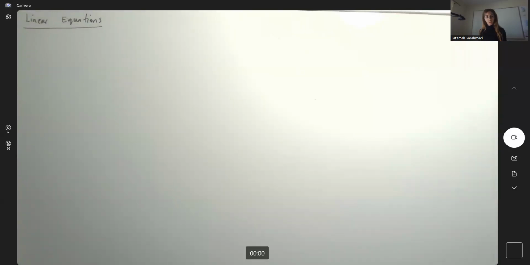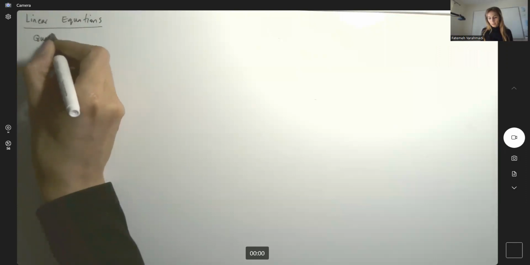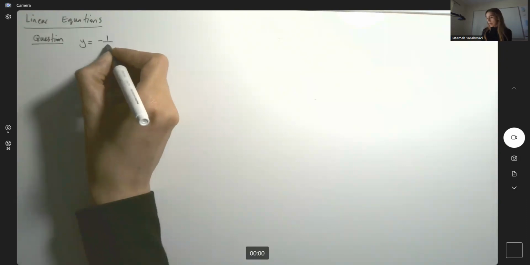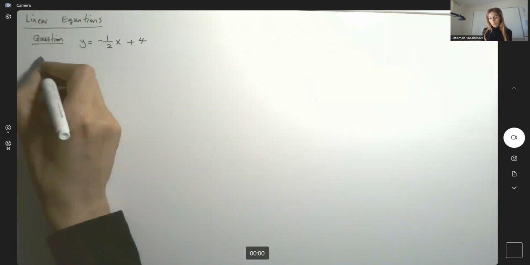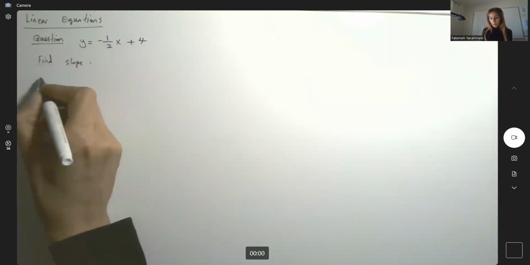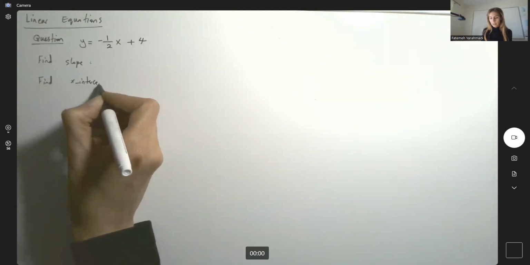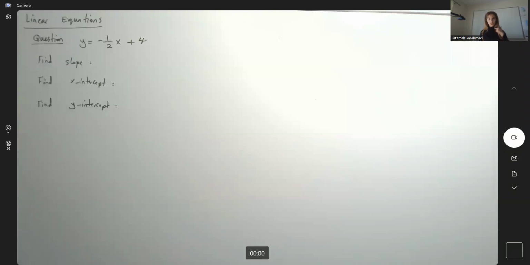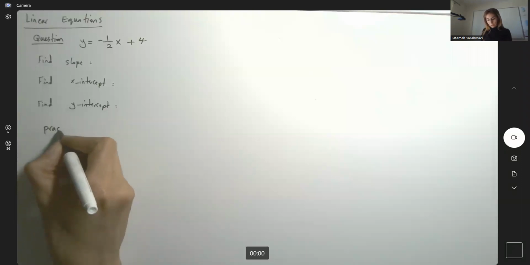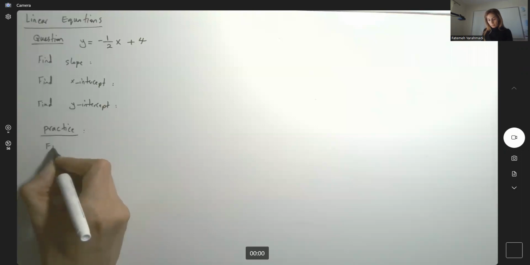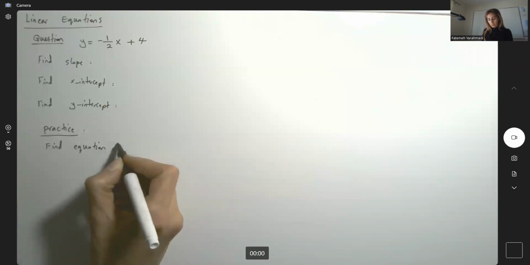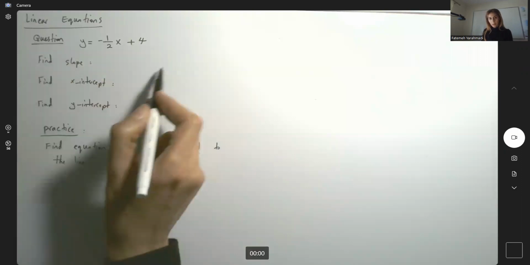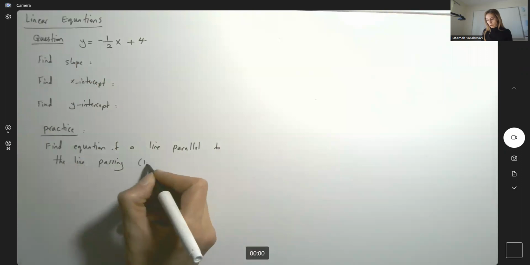Let's take a look at one homework question for you. This question says, y is equal to -1/2 times x plus 4, and I ask you to find the slope, find x-intercept, find y-intercept, and I'm going to ask you for extra practice to find the equation of a line parallel to the line above passing through (1, 1).